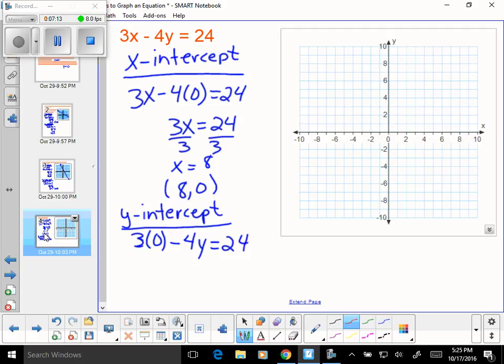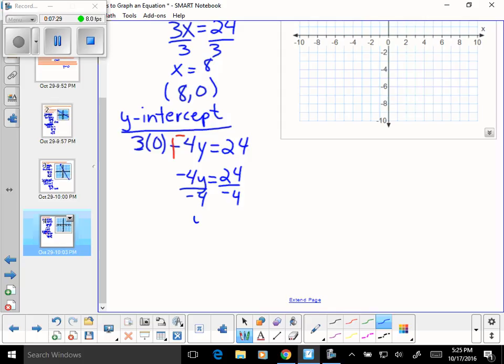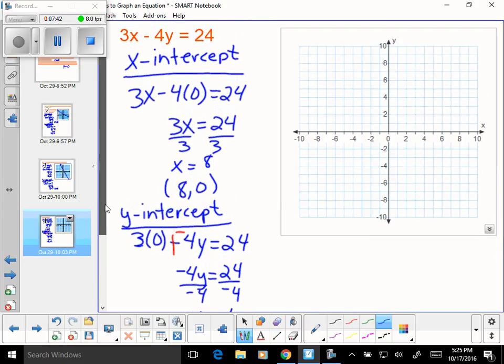Yep. Add the opposite. If you change it, you're more likely to get it right, because 0 plus negative 4y is going to be negative 4y. Otherwise, it's pretty easy to miss that that's supposed to be a negative. And you should get a negative 6. So your intercept would be 0, negative 6. Now at this point, I'm going to hit pause as I graph the line once I do the intercepts. So 8, 0, and 0, negative 6. So you want to be on this y-axis.